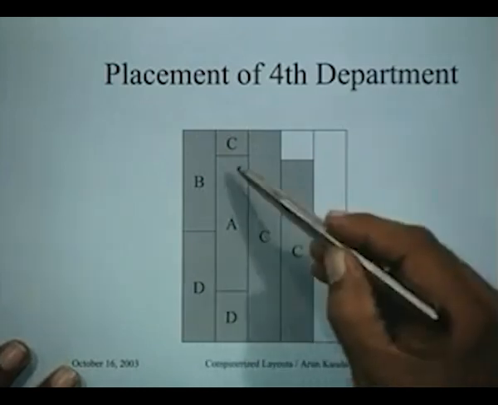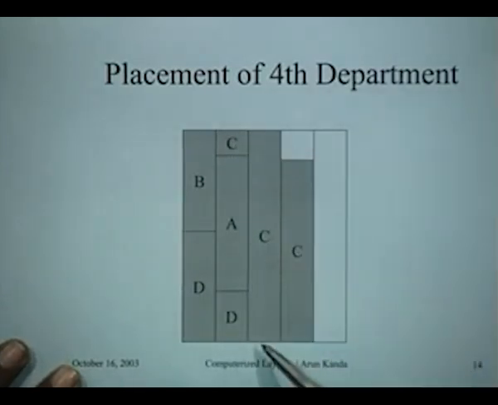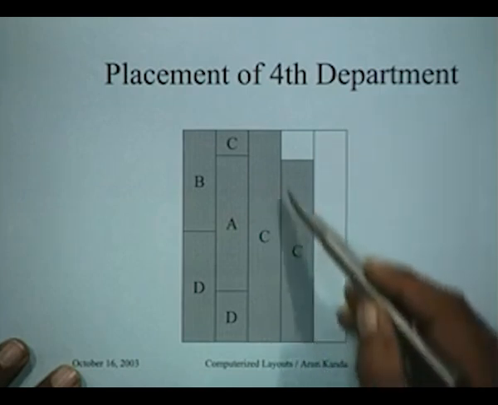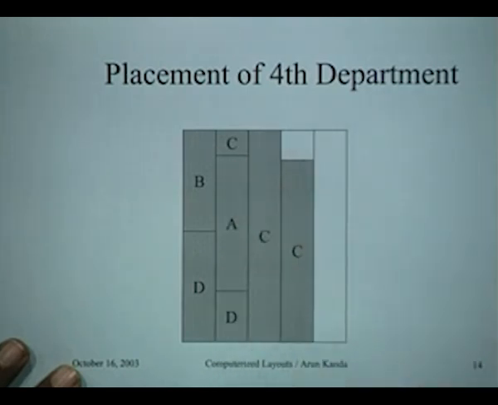Now finally, we talk about the fourth department. The fourth department is C. So C is placed here, and suppose it's a big department, it goes on like this, and then it goes on like this, and it finishes here. So you will find that the shape of the department is something like this, as far as C is concerned, as a consequence of the vertical scanning pattern.